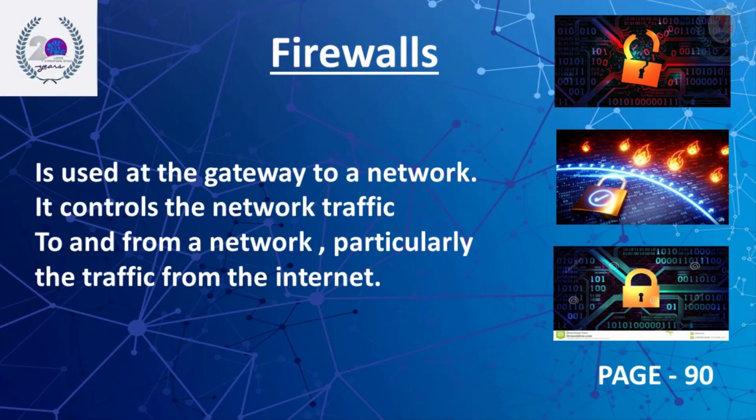The second method is using firewalls. Firewalls control the network traffic to and from a network, particularly the traffic from the internet. As their name suggests, firewalls act as a barrier between the untrusted external networks and your trusted internal network. Administrators typically configure a set of defined rules that blocks or permits traffic onto the network.